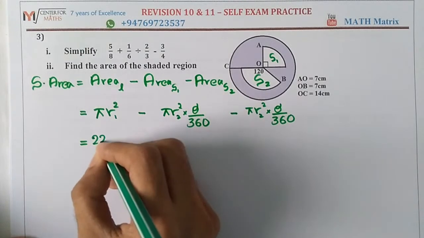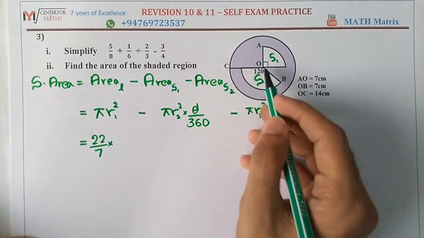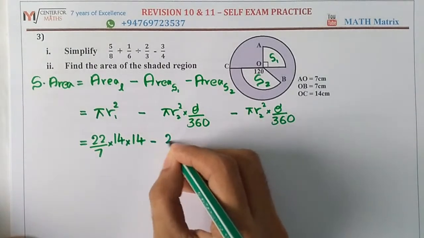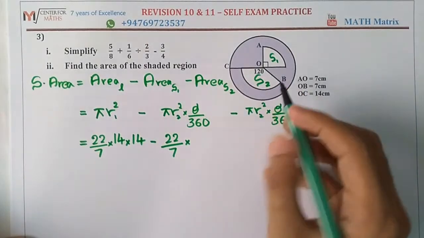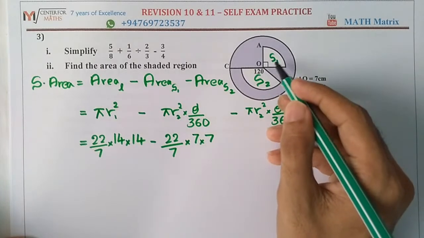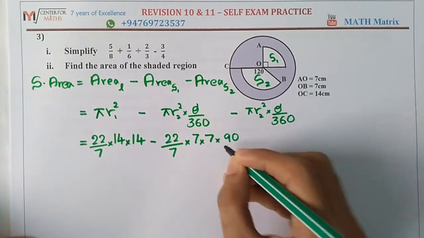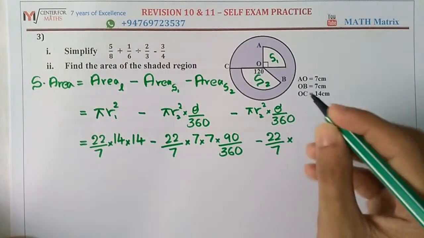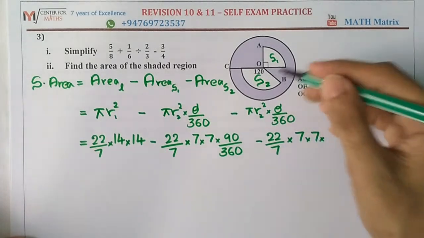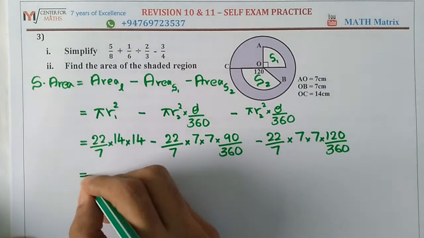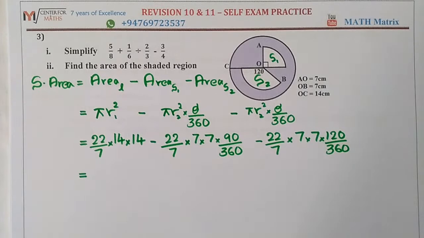And here the substitution of pi is 22 over 7. And the radius of the large circle is just 14, so we have to mark that as 14 into 14. And pi means 22 over 7, and the radius is again 7 into 7. And the theta of sector number 1, how much is that? That's 90, right? Stay in focus. 90 over 360. Again the pi is 22 over 7, and the radius is 7 into 7 into theta is 120 over 360. That's it. Okay, fine. So now we can simplify them easily.